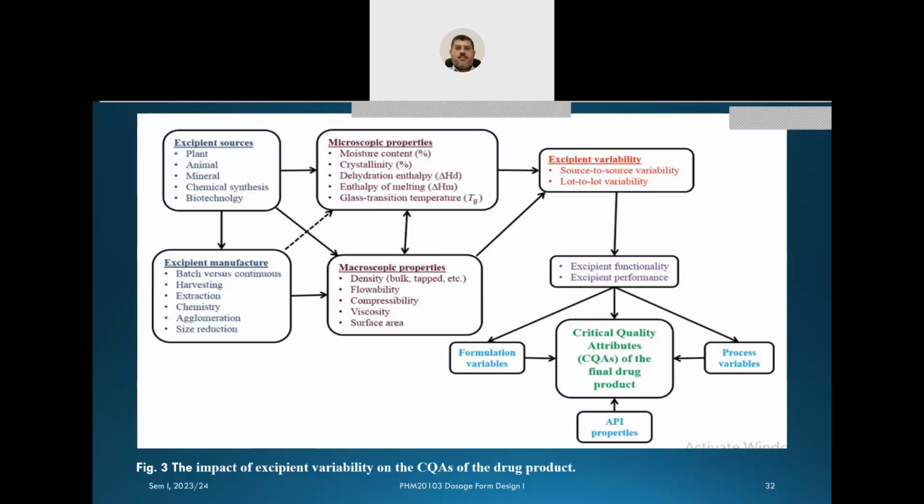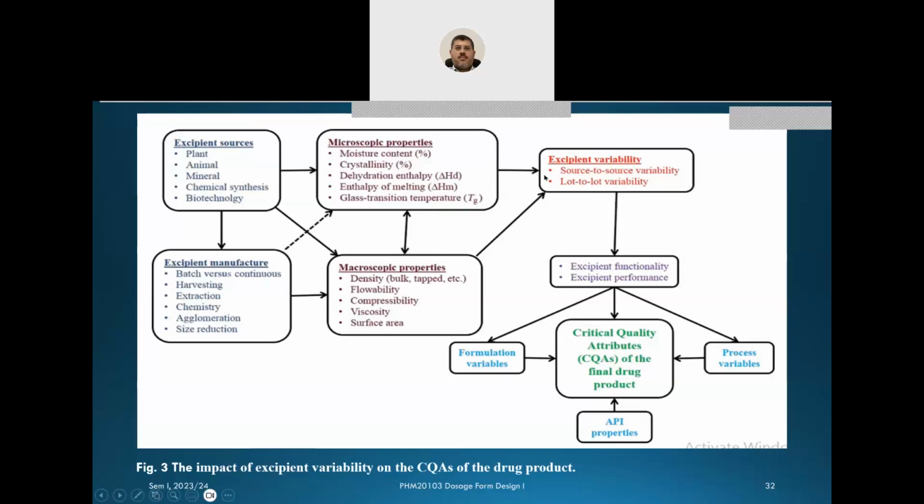You use different grades of viscosity, different manufacturers, and then you study the effect, and then you get your formula, how much you are going to use in the tablet. So you can adjust the content based on this formula. Okay? So we have lot to lot variability. Source to source means different manufacturers. Lot to lot variability means same manufacturer but different batches.